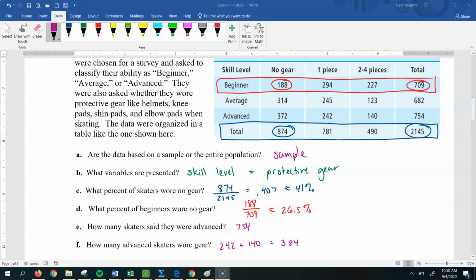And part F, how many advanced skaters wore no gear? Well, if you add up the 242 and, how many advanced skaters wore gear? If you add up the number of people that wore 1 piece and those that wore 2 to 4 pieces, there were 384 skaters that wore gear.